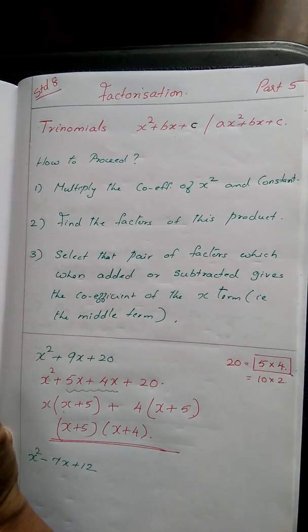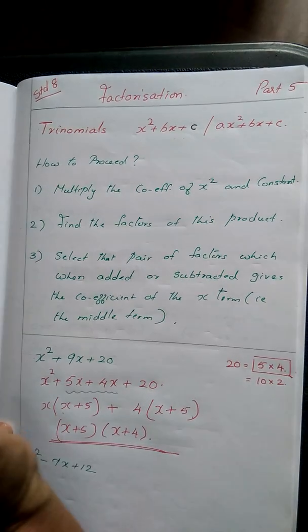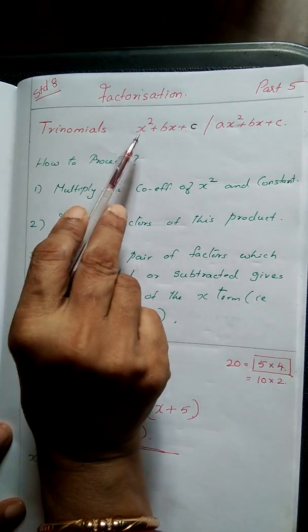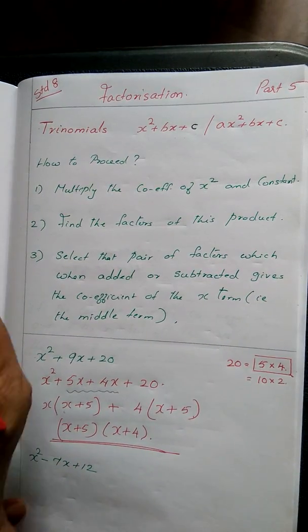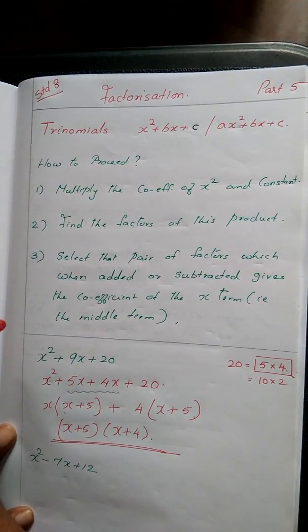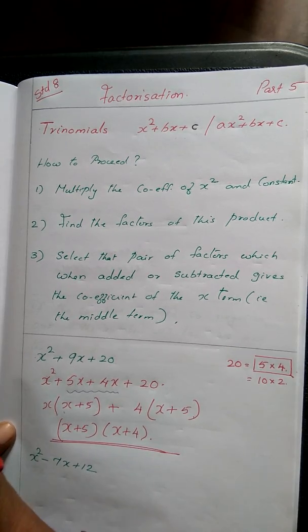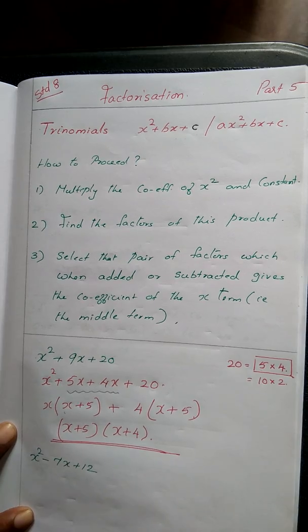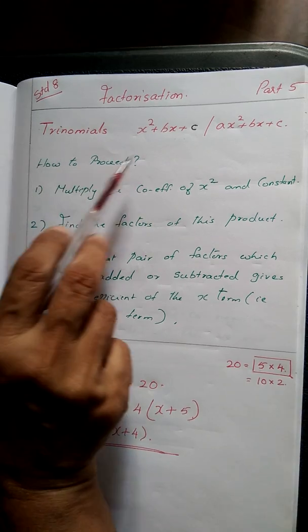The chapter is Factorization for Standard 8, and continuing with our series of videos, this is part 5. We are going to consider here another set of trinomials of the form ax squared plus bx plus c. In previous parts, we considered the format of a squared plus 2ab plus b squared, a squared minus 2ab plus b squared. Then we also did the difference between the squares, a squared minus b squared is equal to a plus b into a minus b. Now this is another variety.